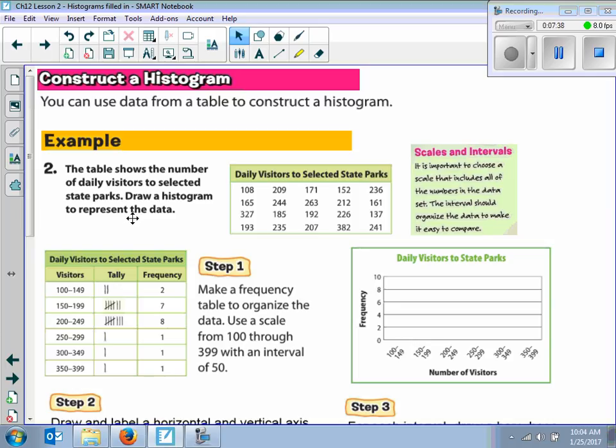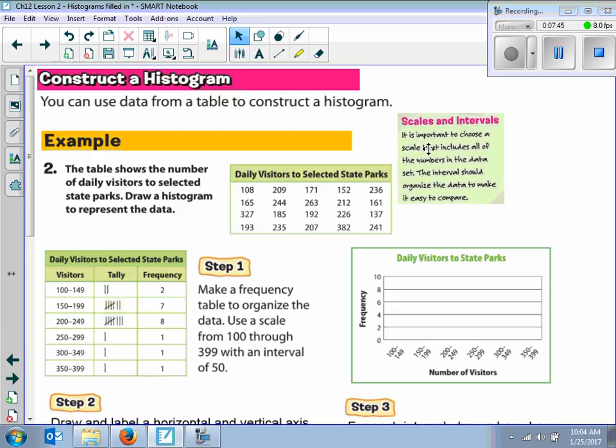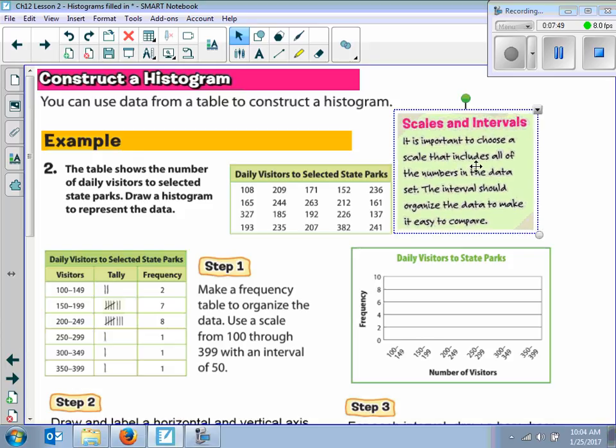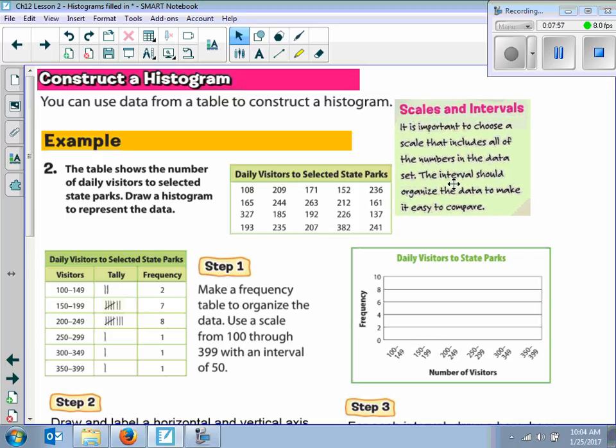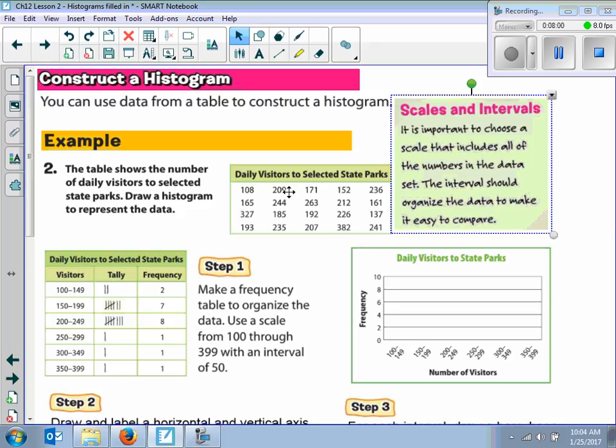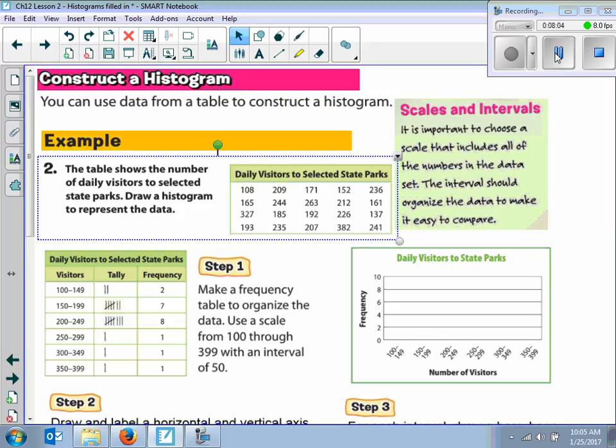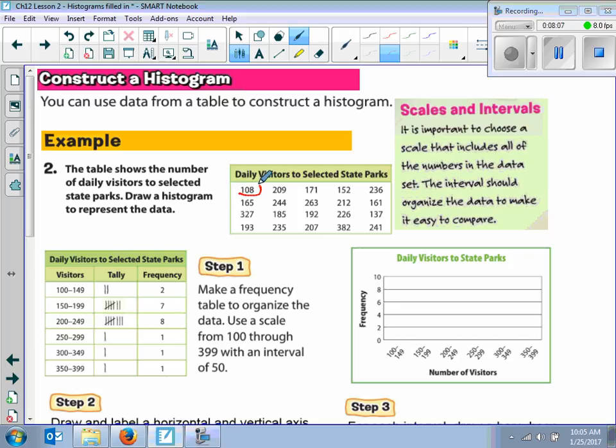Now, the first thing we need to do is figure out our interval. It says it is important to choose a scale that includes all of the numbers in the data set. The interval should organize the data to make it easy. When we look at this list, the lowest number is 108, and the highest number is 382. So we need to include numbers from 108 to 382, but we want to include equal intervals. So I would go from 100 to 399.